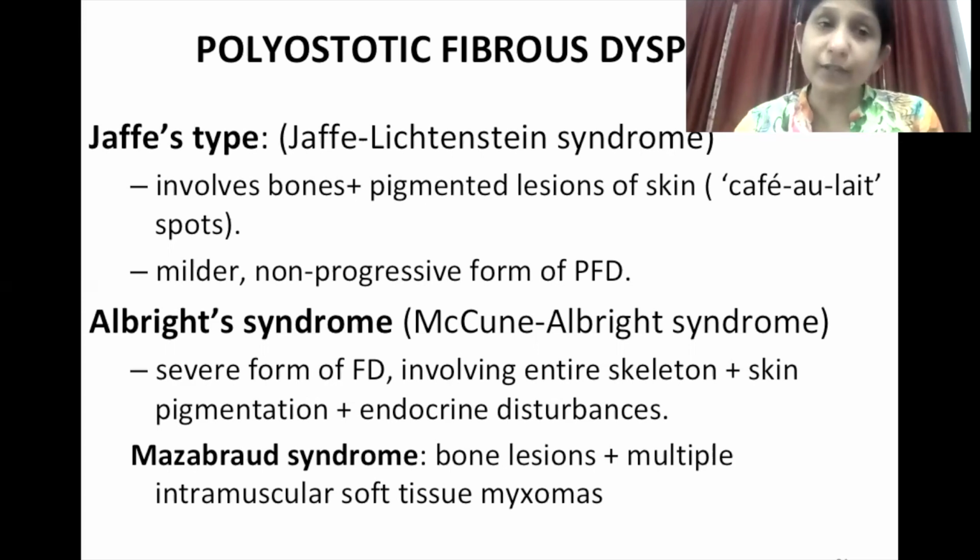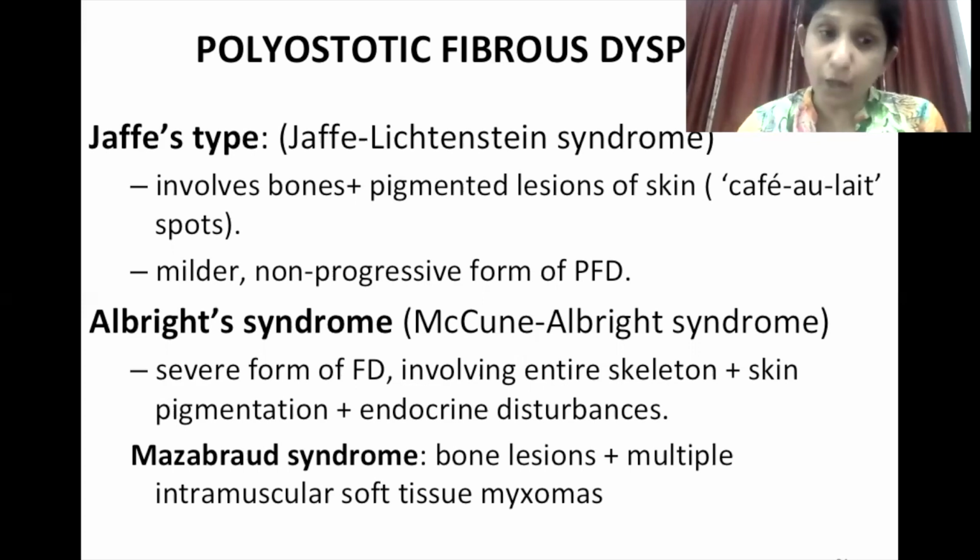Since it affects the osteoblasts, as you can see, it involves the bones. It affects the melanocytes, so you find pigmented lesions on the skin. They're called cafe au lait spots. And it's a mild and non-progressive form of polyostotic fibrous dysplasia.